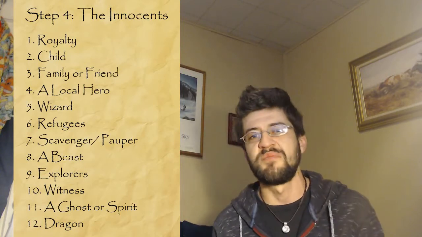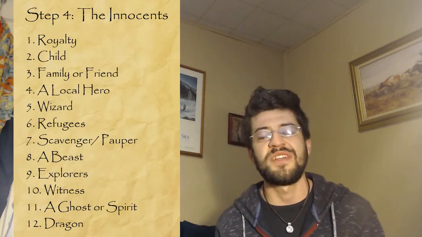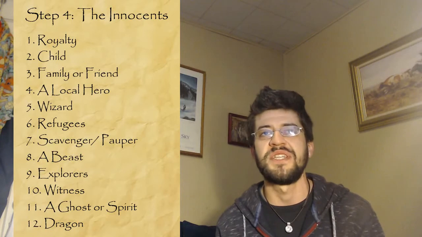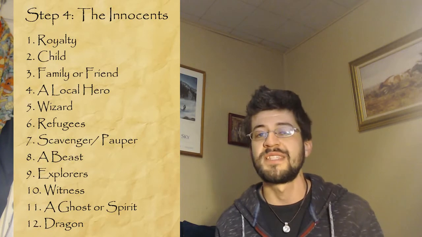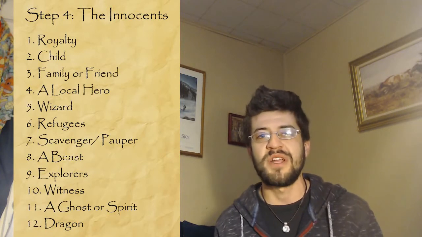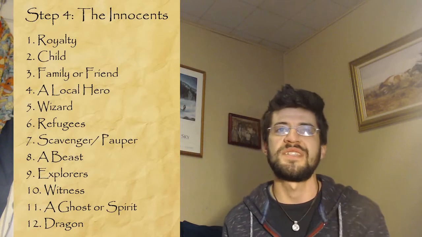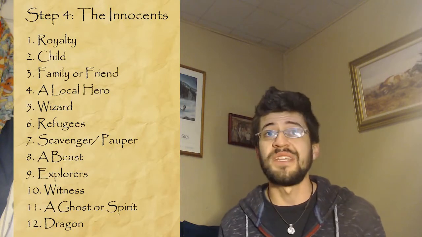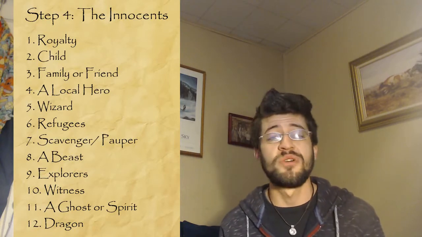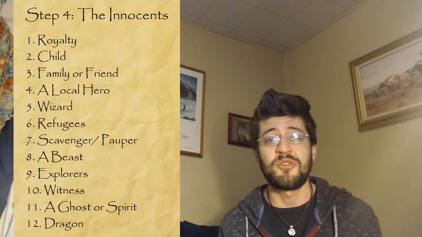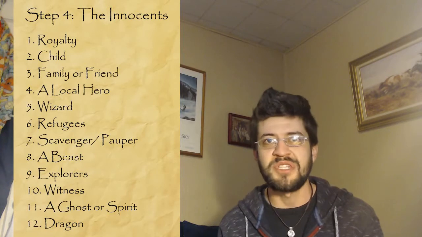Number 9, explorers. Maybe there's some explorers, but they're not actually very fit to explore. They're kind of weak and soft, and so they're hiring some bodyguards or someone to help transport them or escort them from one city to another. Number 10, a witness. This is great. Someone saw something they weren't supposed to see, and now some other people want to kill them. It's up to the party to protect them.